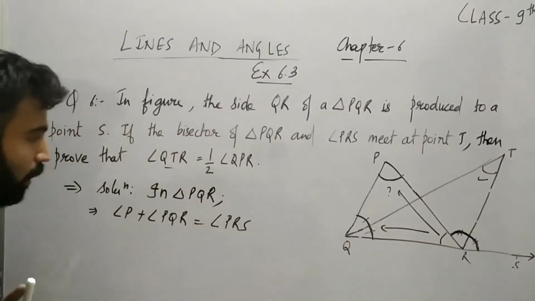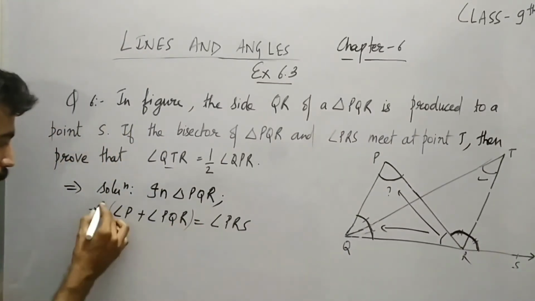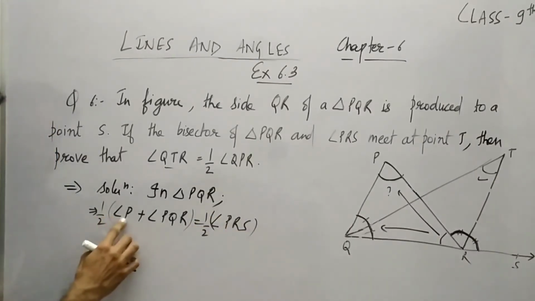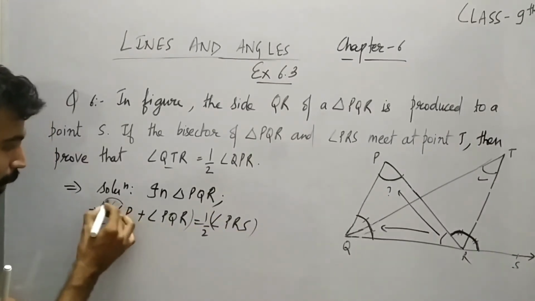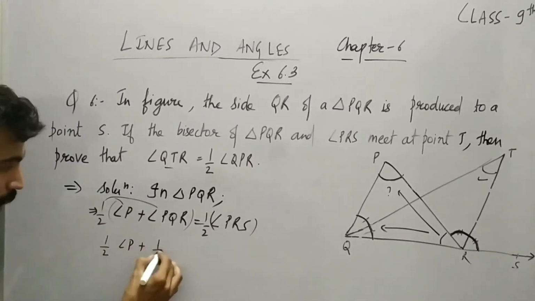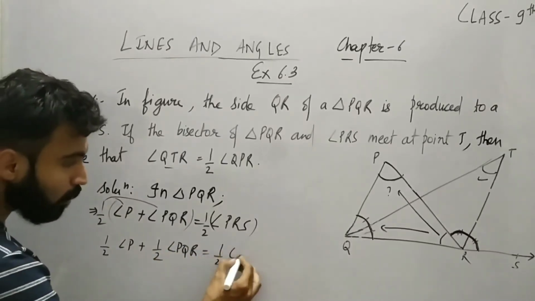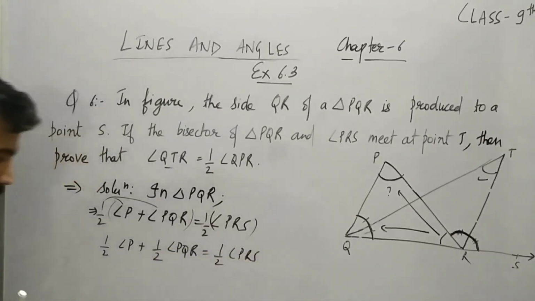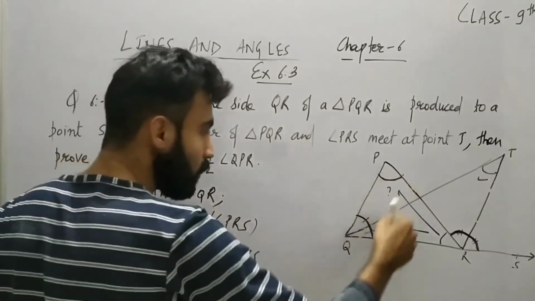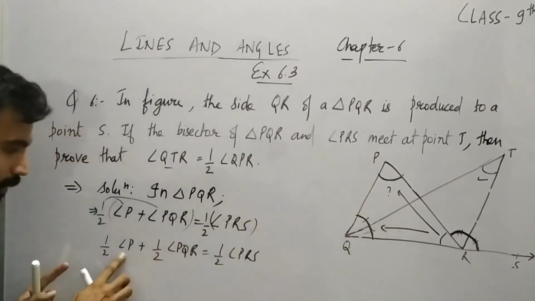Now, if we just simply halve them, multiplying both sides by half, what we get is half angle P plus half angle PQR equal to half angle PRS, right? Let me first see here. Angle P is as it is because there is no division, so we will write angle P as half angle P, same as it is.